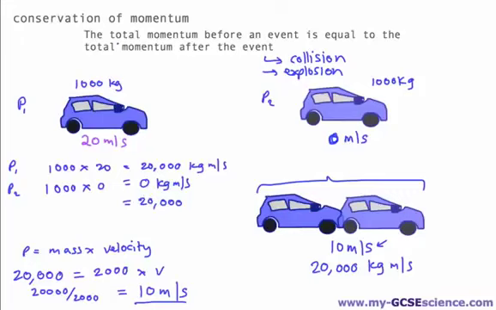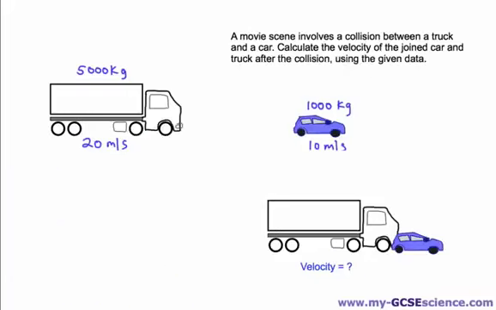Okay, now this could get a little bit more tricky if you have a scenario where the two masses aren't the same, but however, you work it out in exactly the same way. So this is just an example of a question. It says here, a movie scene involves a collision between a truck and a car. Calculate the velocity of the joined car and truck after the collision using the given data. So we've got a whole bunch of data here. We want to work out the velocity of the car and the truck as they move off after they have collided. So we use the same scenario, same way.